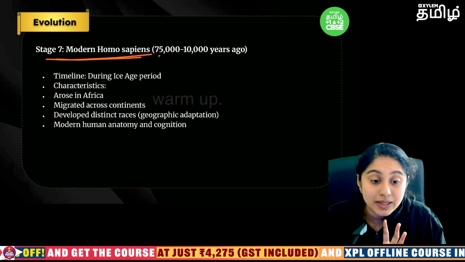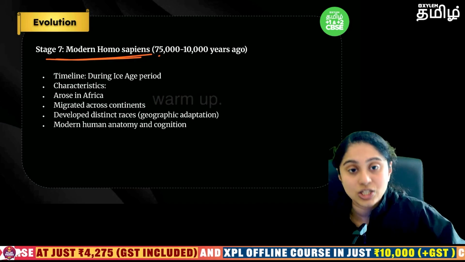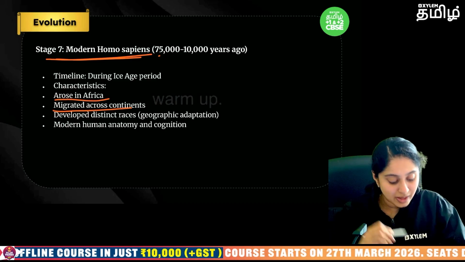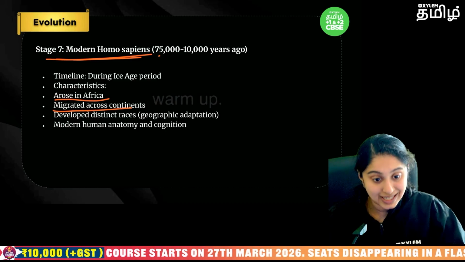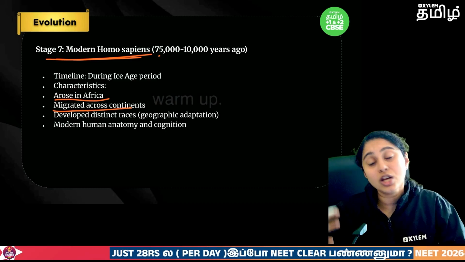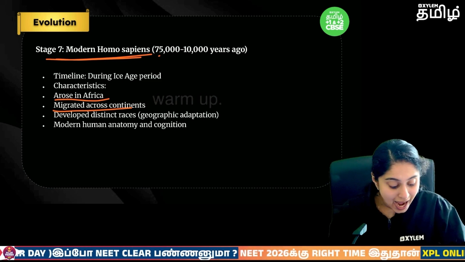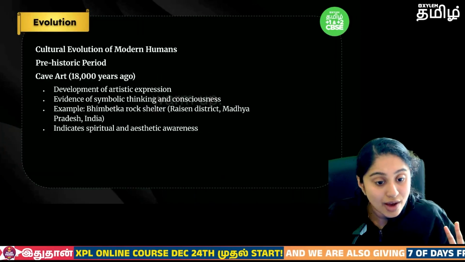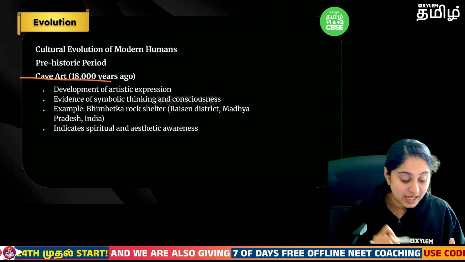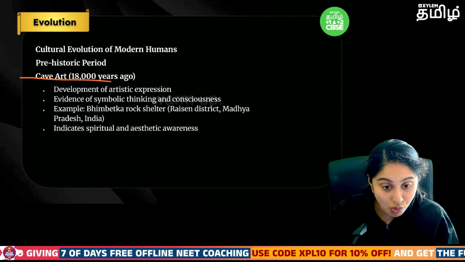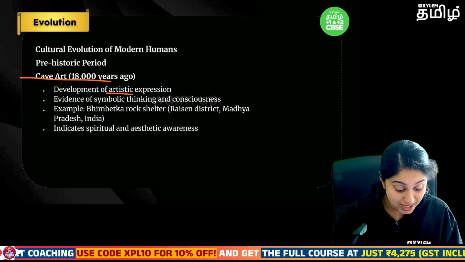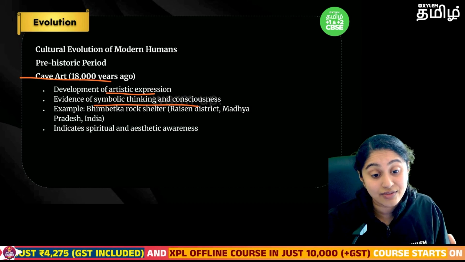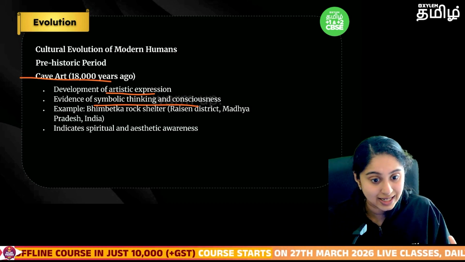These Homo sapiens, particularly during the Ice Age period, is when we evolved into a proper Homo sapiens. They arose in Africa and they migrated across the continents, and they developed distinct races according to the geographical adaptations. And this had modern anatomy and modern cognitive capacities that we have today, okay. And we started seeing cave art about 18,000 years ago. So there is a lot of artistic expression that is seen, okay. Different artistic work gives us evidence of the kind of thinking and consciousness that they had, okay.